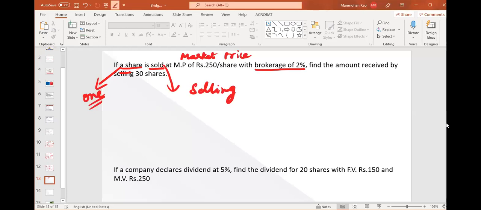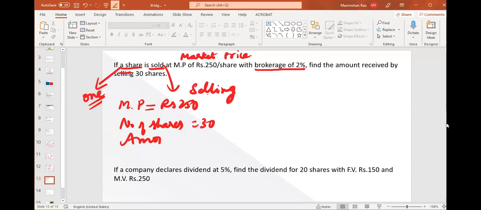Now, as I already told, this is a problem of selling. There are three components which you need to list here. One is the market price. Market price is rupees 250. Second is the number of shares. The number of shares throughout the entire problem is equal to 30 shares. And the third one is the amount. These are the fixed components in shares and mutual funds. One of these three is always asked.